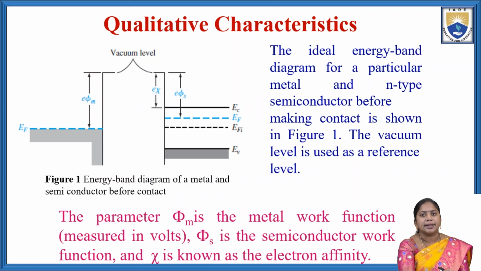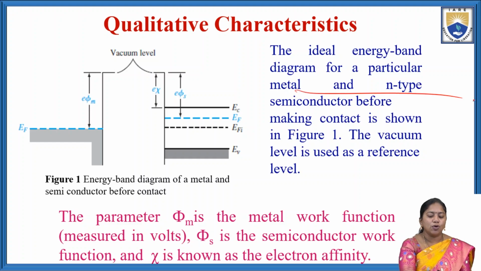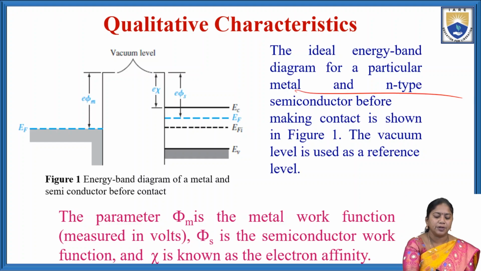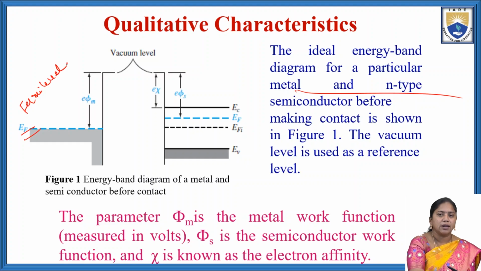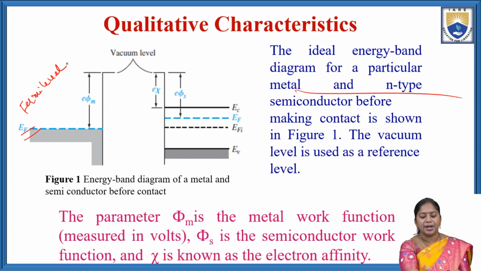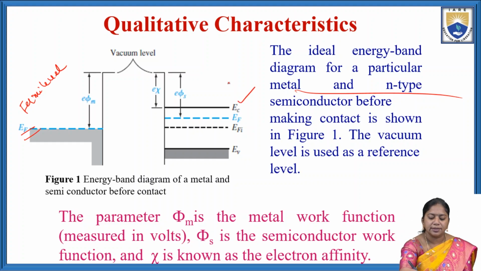The ideal energy band diagram for the metal and N-type semiconductor before making contact is shown in this figure. EF is the Fermi level, which lies between the conduction band and the valence band. EC is the conduction band and EV is the valence band.